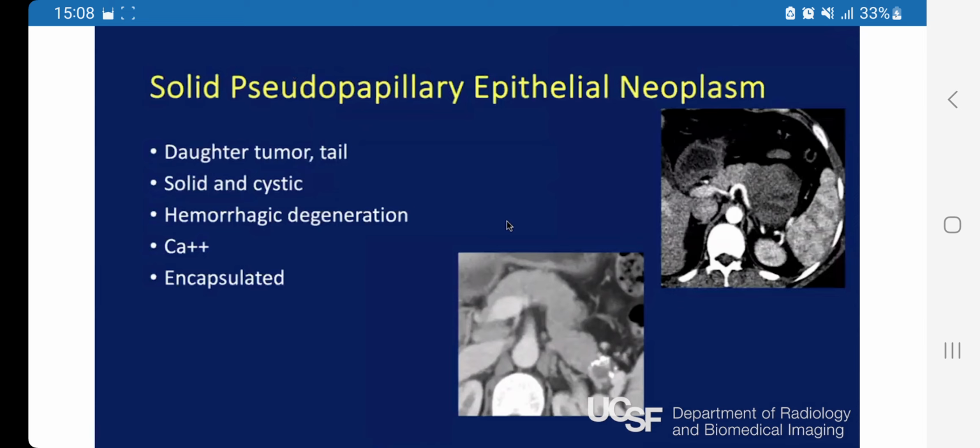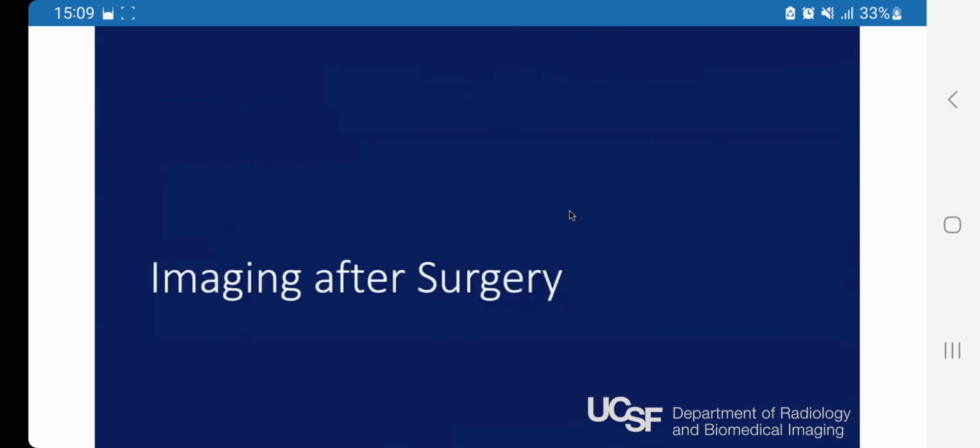Here's an example of SPEN. This is a small one. It's at the tail. This is another one which is a little bit larger. It's hyper-enhancing, mostly solid, maybe a little bit of cystic areas within it. But demographics and other imaging features can help us differentiate them from PDAC or any other tumor.